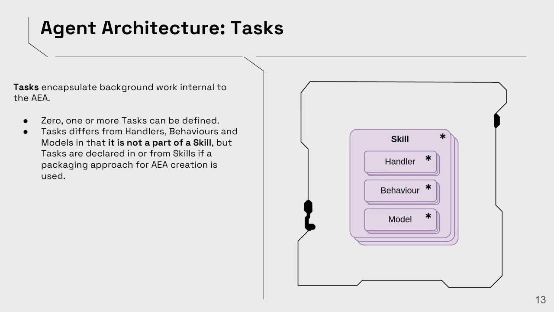The final component that we are discussing are tasks. Tasks encapsulate background work internal to the agent. 0, 1, or more tasks can be defined. The difference between tasks and handlers, behaviors, and models is that tasks are not part of a skill, but they are declared from a skill if a packaging approach for the agent creation is used.